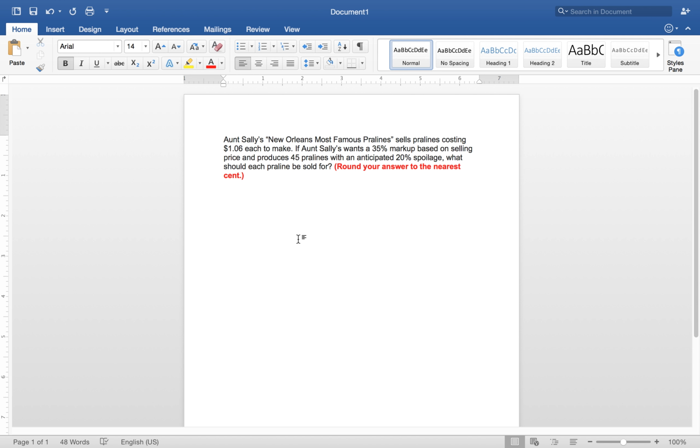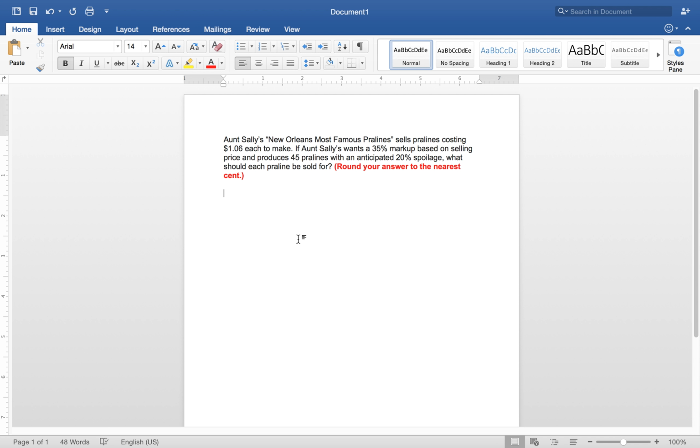Let's start. This says Aunt Sally's New Orleans most famous pralines sells pralines costing 1.06 each to make. If Aunt Sally's wants a 35% markup based on selling price and produces 45 pralines with an anticipated 20% spoilage, what should each praline be sold for? So what we're trying to get to is an amount that they should sell the pralines for, so they make a profit and account for the fact that some of the pralines are not going to sell and are going to go bad. Okay, so here's how we start.